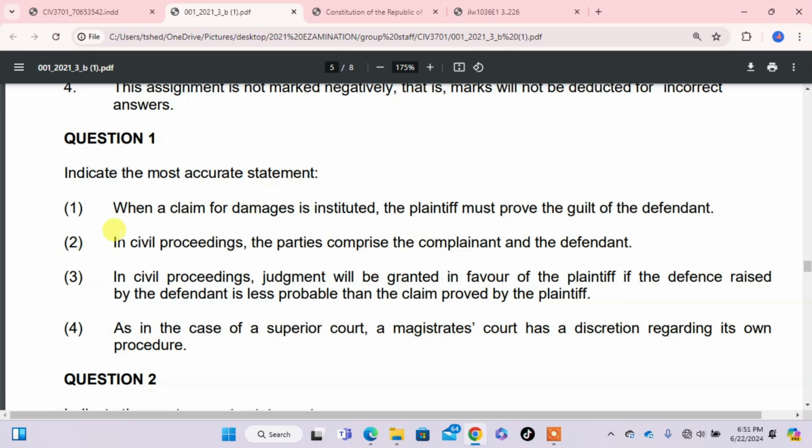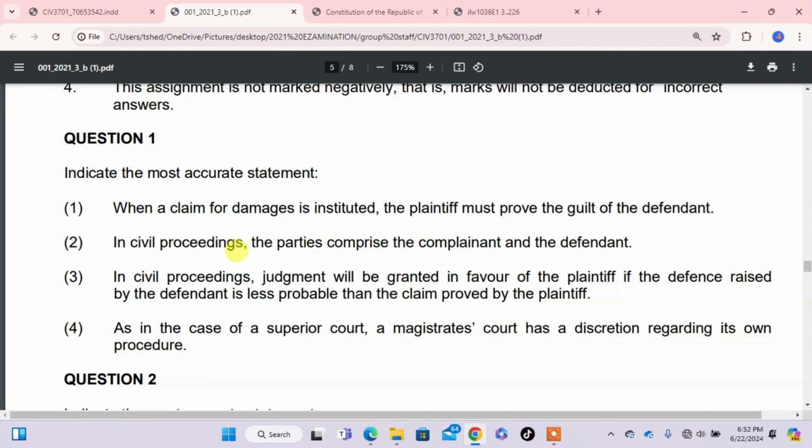Number 1: when a claim for damages is instituted, the plaintiff must prove the guilt of the defendant. Number 2: in civil proceedings, the parties comprise the complainant and the defendant. Number 3: in civil proceedings, judgment will be granted in favor of the plaintiff if the defense raised by the defendant is less probable than the claim proved by the plaintiff. Number 4: as in the case of the Superior Court, a magistrate court has a discretion regarding its own procedure.